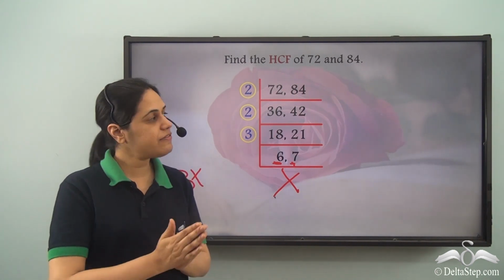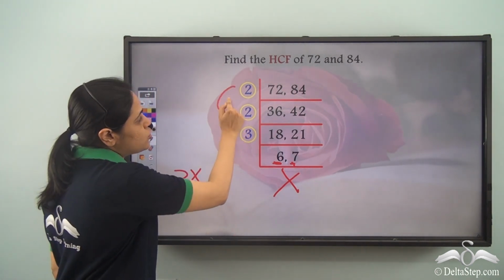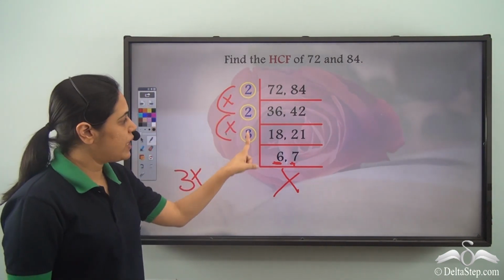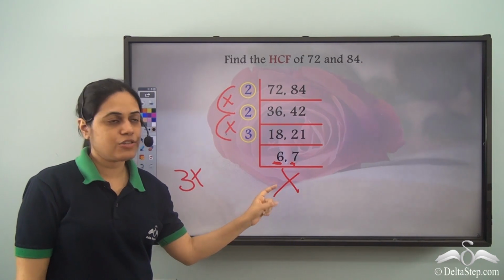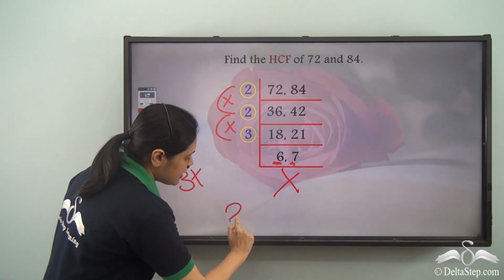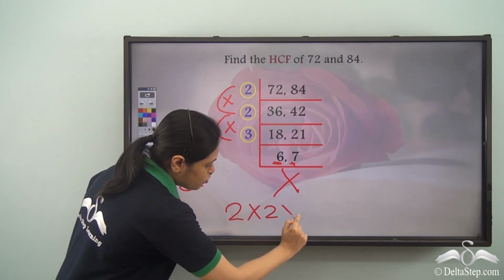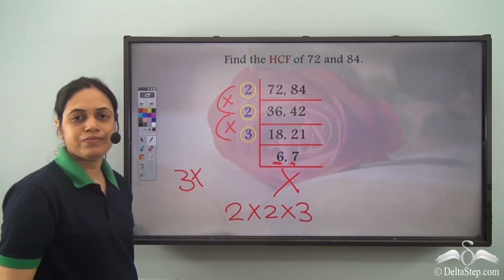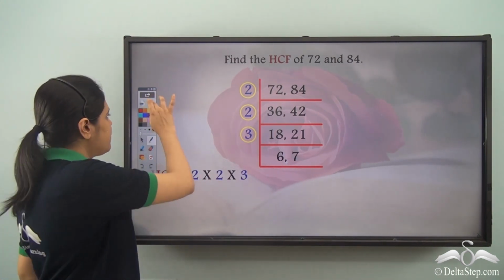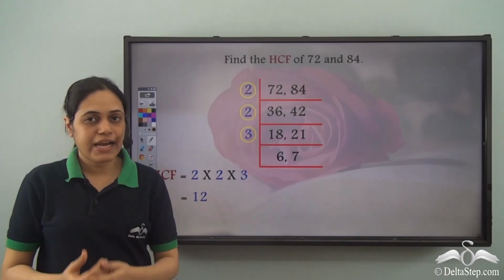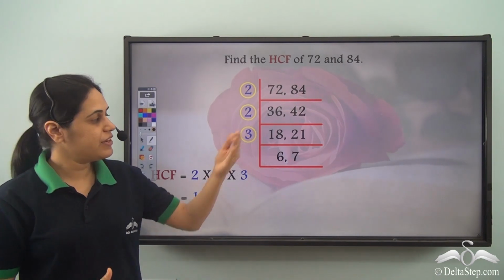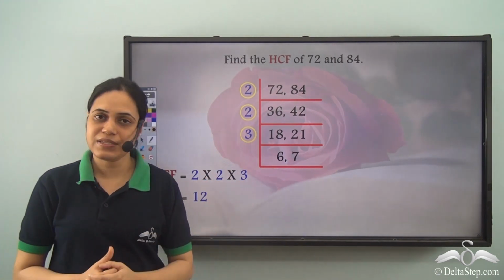And what is the HCF? The HCF is 2 into 2 into 3. So I need to multiply the common prime factors or these divisors to get the HCF. So the HCF is 2 into 2 into 3, which is 12. So the HCF of 72 and 84 is 12, and we have found it using this method.